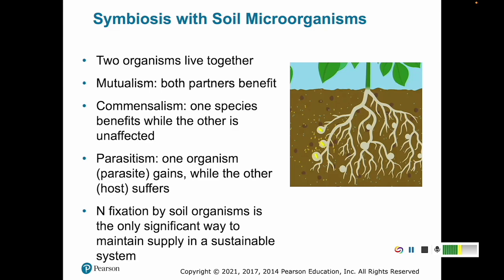Plants can form symbiosis with microorganisms in the soil. A symbiosis is when two organisms live together. And there are three different kinds of symbiosis. Mutualism is when both partners benefit.